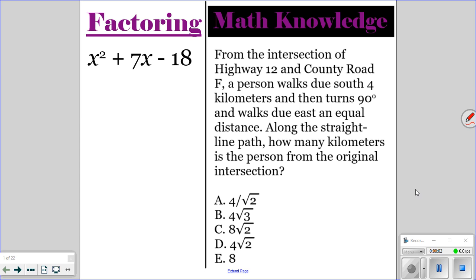All right, so y'all go ahead and do the factoring and the math knowledge question for today. Pause the video, and then once everyone is finished, you can unpause the video, and I'll go over the correct answer. So for the factoring, you should have x plus 9 times x minus 2.